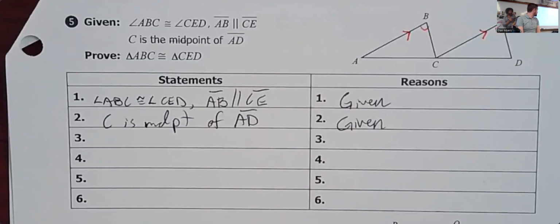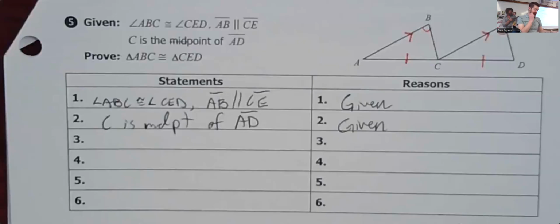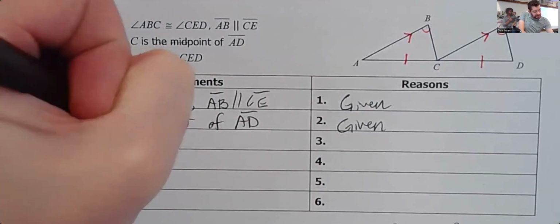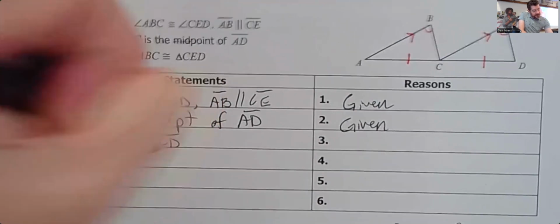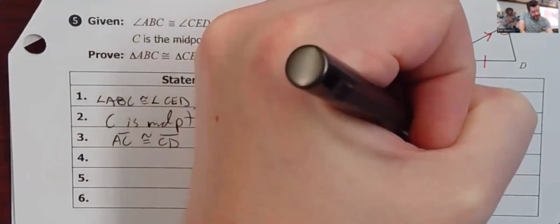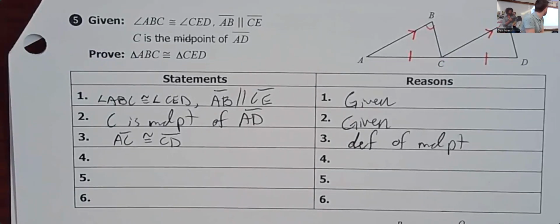All right, what I'd like to do next is use the fact that C is halfway in between A and D. What segments would be congruent because of that? AC and CD, exactly. So that one is congruent to that one. So segment AC is congruent to segment CD. That would be definition of midpoint. All right, so right now we have 1 pair of angles. We have 1 pair of sides.